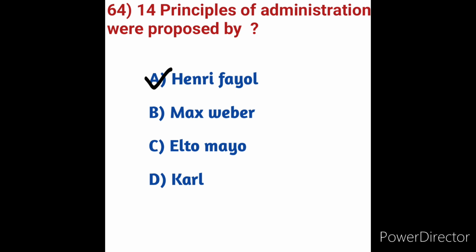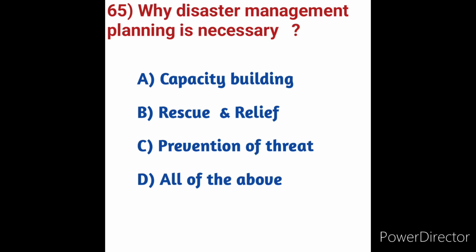Next we will move on to question number 65. Why disaster management planning is necessary? We will see here options. Option A, capacity building. Option B, rescue and relief. Option C, prevention of threat. Option D, all of the above.